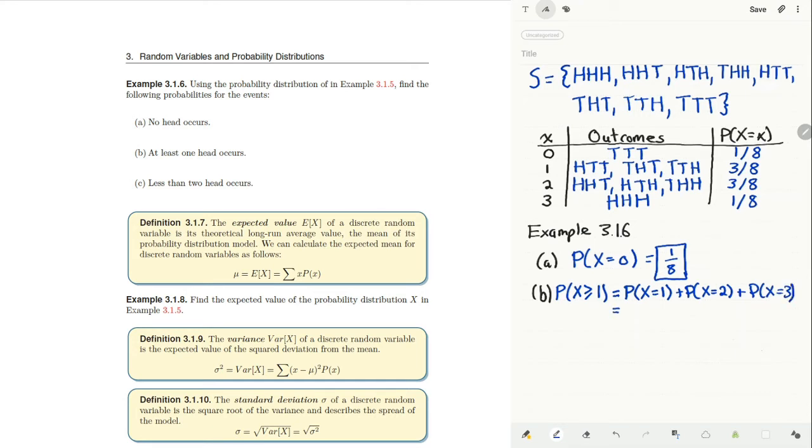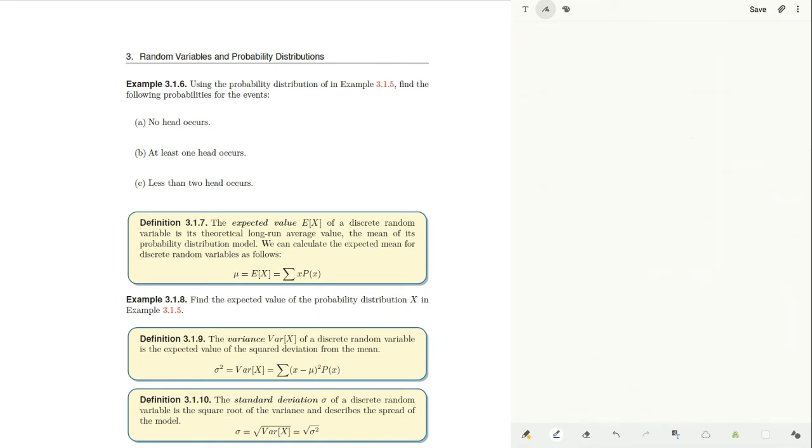And using our table, this is equal to 3 out of 8 plus 3 out of 8 plus 1 out of 8. And in total, this gives us 7 out of 8 as the probability.